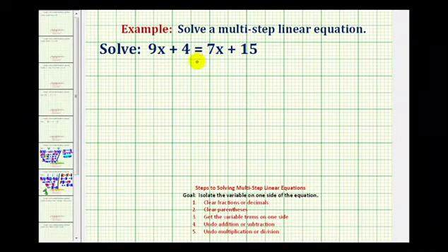So our first goal here is to either undo the positive 7x on the right side of the equation or undo the positive 9x on the left side of the equation. So we have to decide if we want to subtract 7x on both sides of the equation to eliminate the x term on the right side, or if we want to subtract 9x on both sides to eliminate the 9x on the left side. Either technique will result in the same solution, but in this case, let's go ahead and subtract 7x on both sides of the equation.